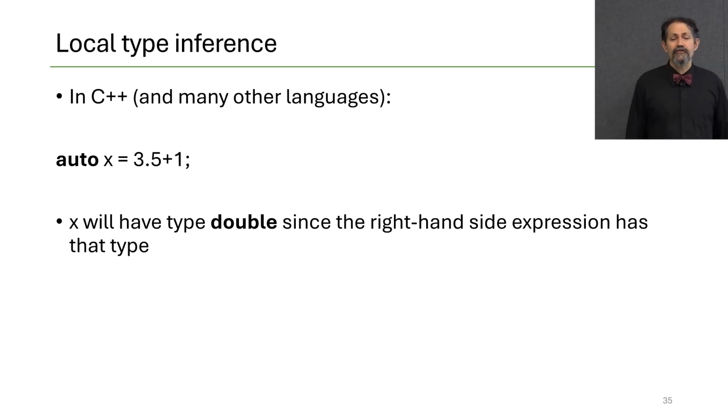In C++ and many other languages, we can declare local variables without actually defining exactly what their type is. So the auto keyword declares a variable, x in this case. We assign it to 3.5 plus 1, and x will have type double because the right-hand expression, after some coercions, will have that type.